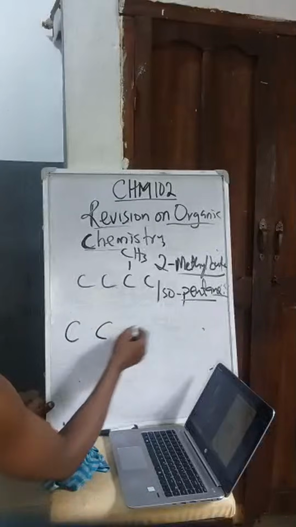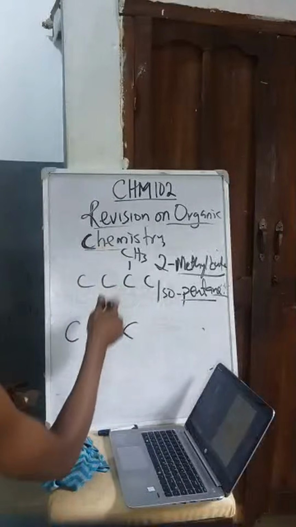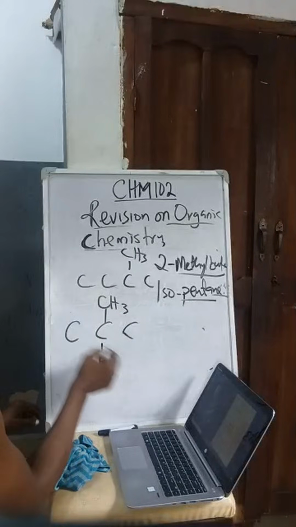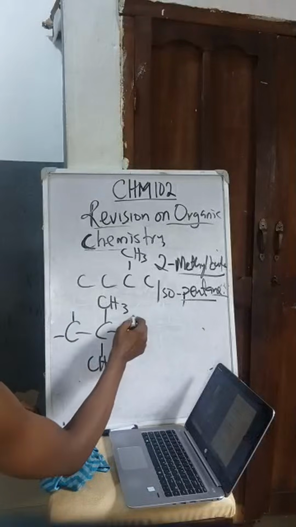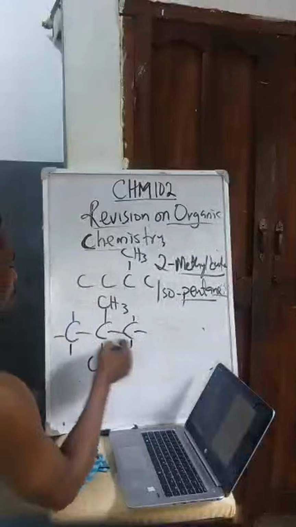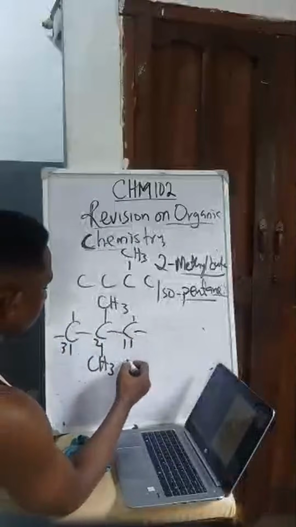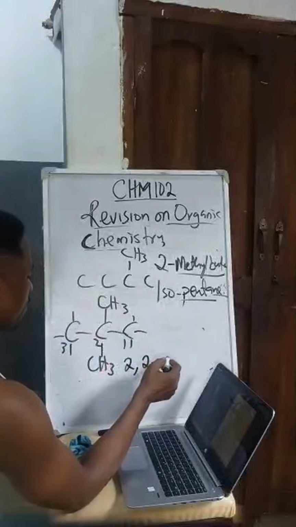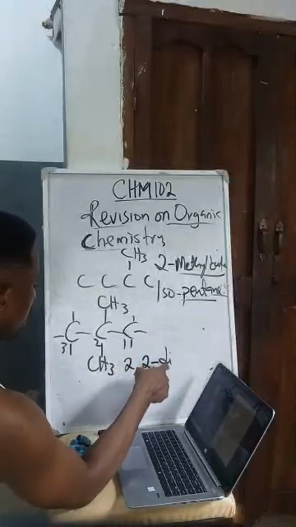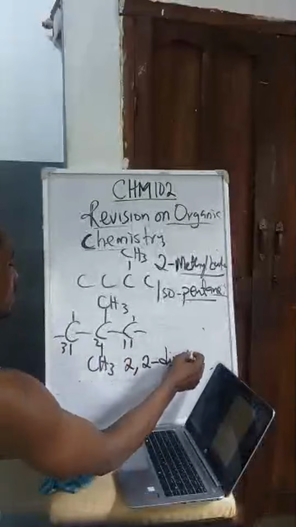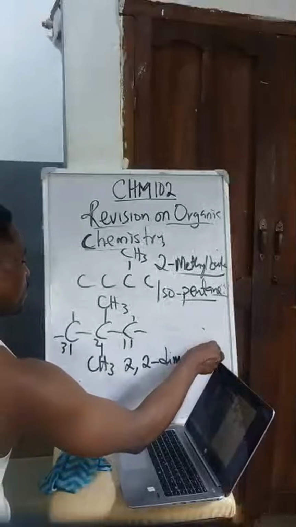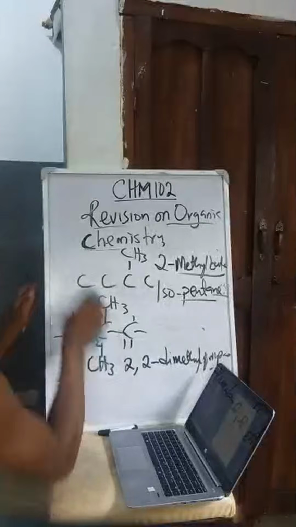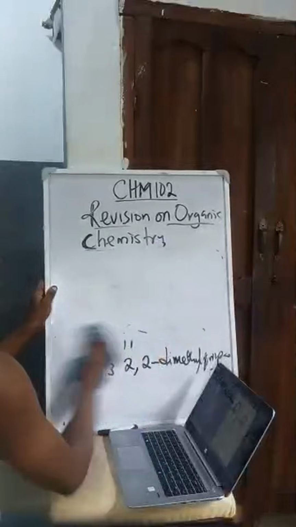And secondly, we have C, C, C. We carry this one again and place it under, so you have CH3, CH3. Have you seen it here now? So these are isomers of pentane. In this case, we have 2,2-dimethylpropane. Now, I need to explain something very clearly here.